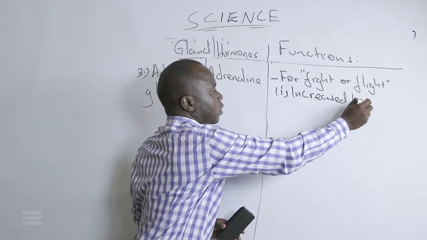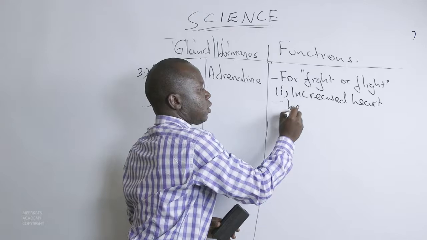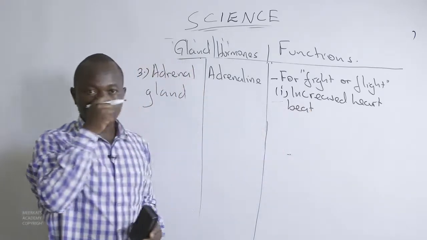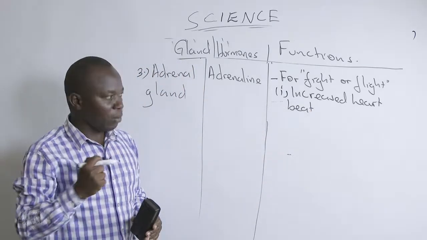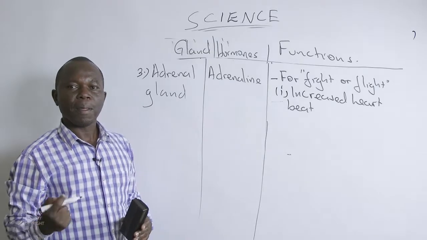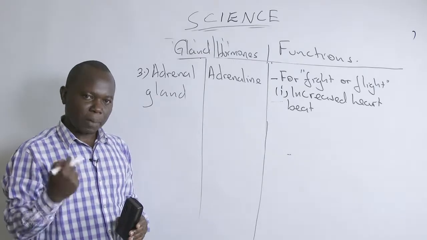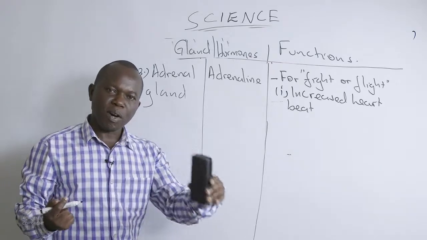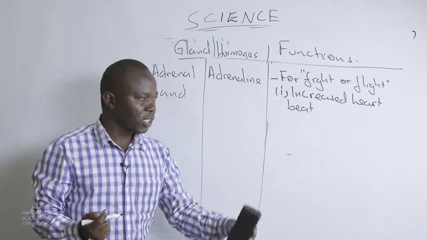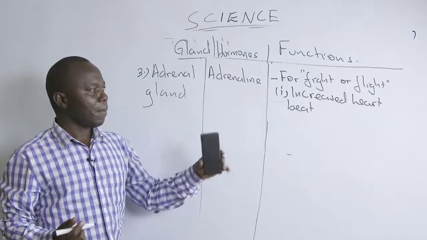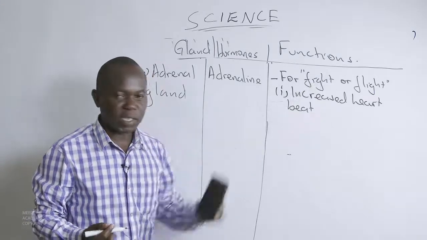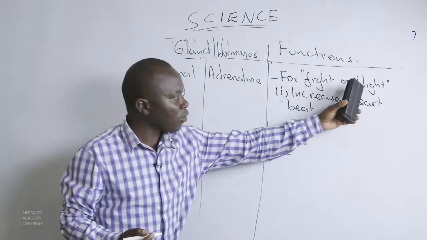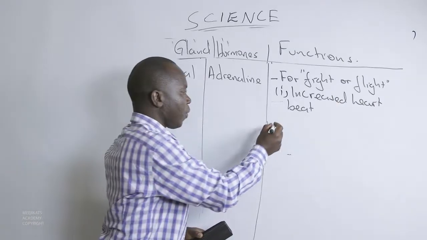Increased heartbeat. Increased heartbeat is important so that more blood is pumped to the skeletal muscles. When more blood is supplied to skeletal muscles, then it follows that you are going to have more glucose, more oxygen being provided to the muscles for you to enable you fight the situation or for you to run away.